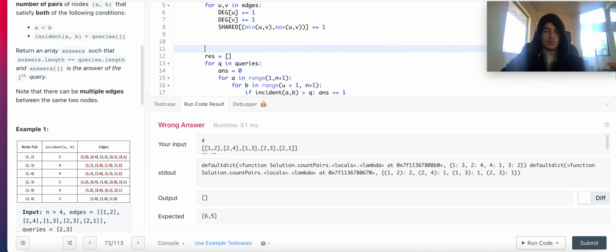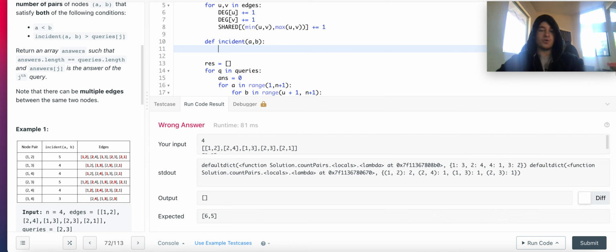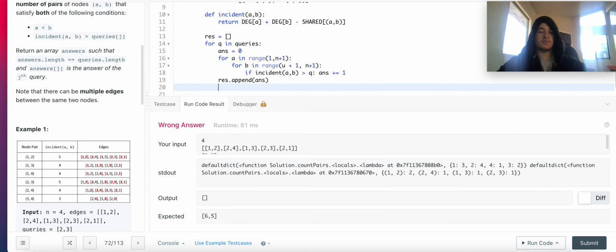Okay, so that would mean that the runtime of this is then what? Or how would you find the incident? So def incident of AB, we're just going to do the formula, right? We return the degree of A plus the degree of B minus shared of AB. And A is always less than B, so we know that that'll fit in. And then at the end, we just return res.